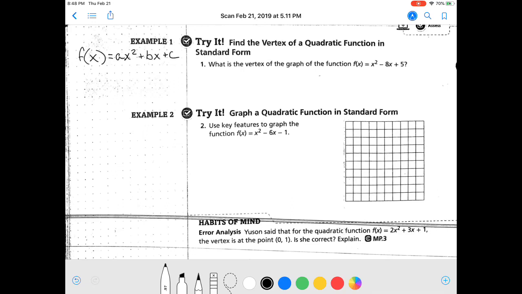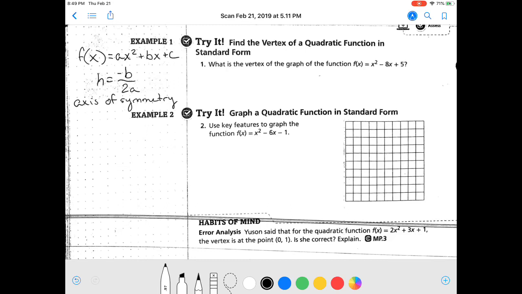Now to find the h value of our vertex, which if you remember is the x value of our vertex, we're going to use the formula h equals negative b over 2a. So we're going to plug the b and a values from our standard form quadratic into this formula. Now if you remember, the h value is part of our axis of symmetry as well. The x value of our vertex is the axis of symmetry.